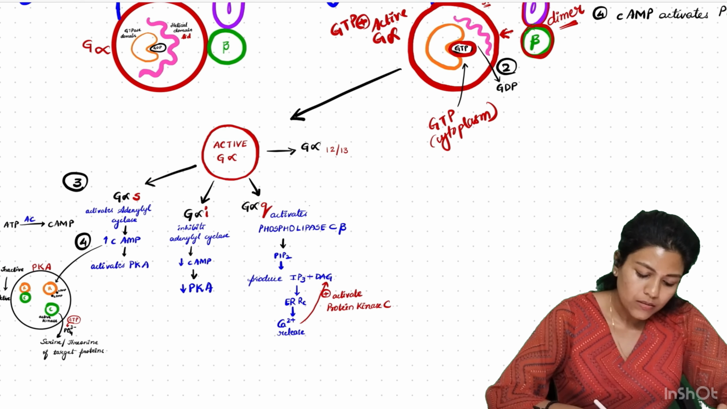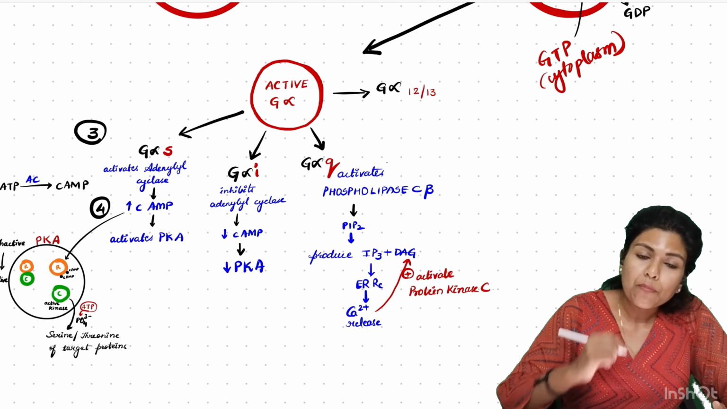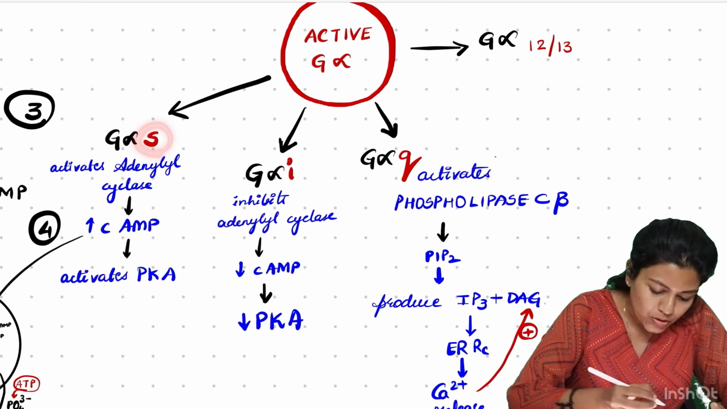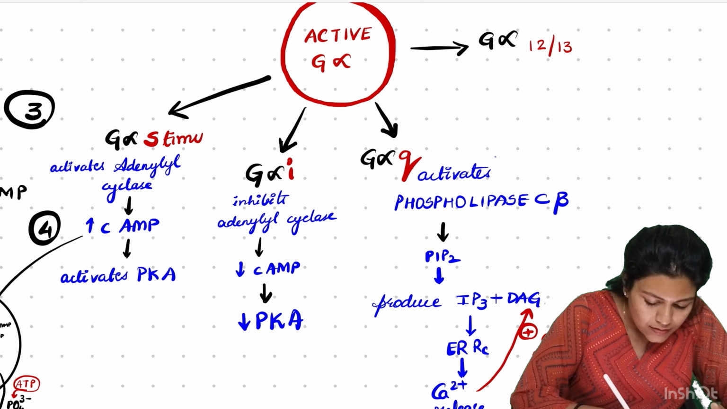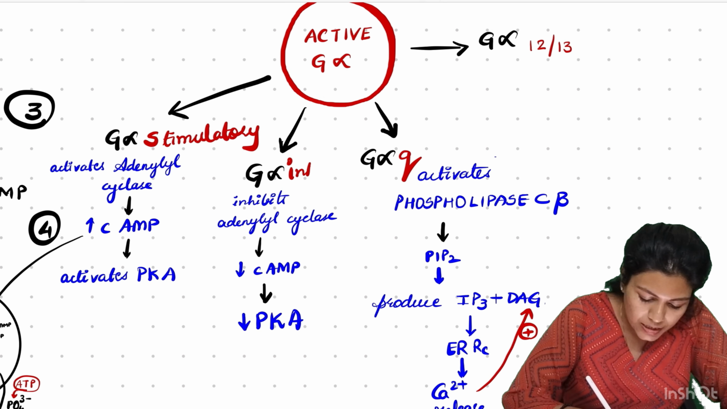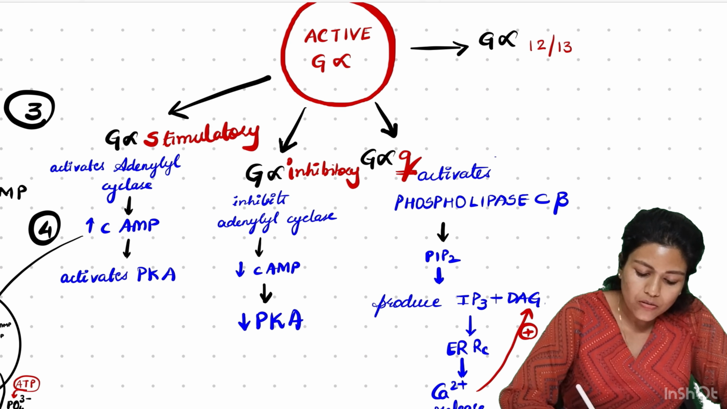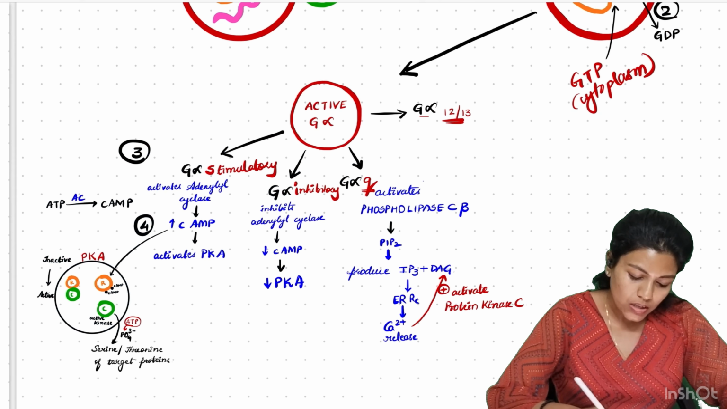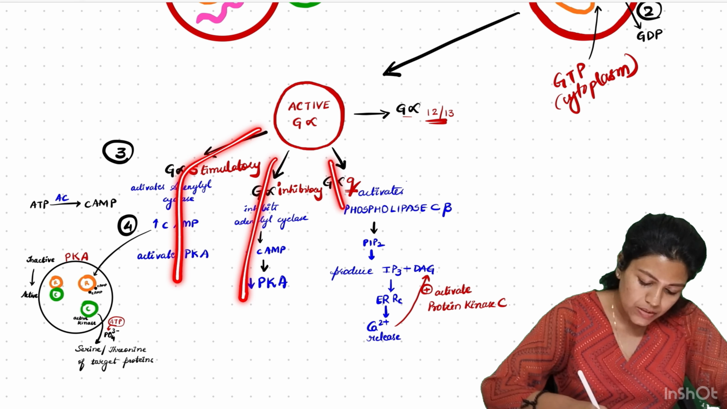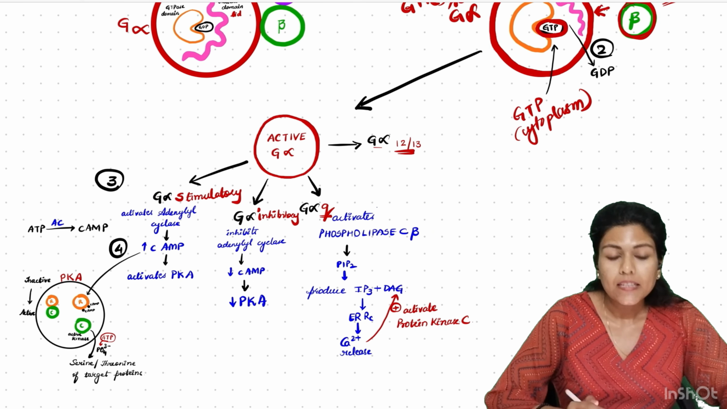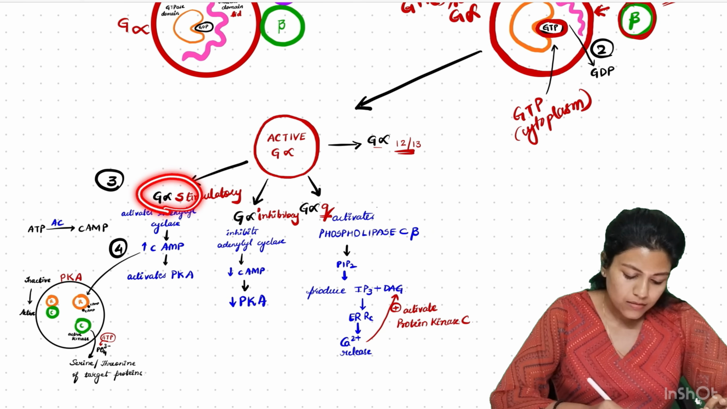So the kind of pathway it will choose depends upon the type of alpha subunit. The alpha subunit can be S, a stimulatory subunit, or G alpha I, where I means inhibitory, an inhibitory subunit, or G alpha Q, or G alpha 12 or 13 subunits. So whatever pathway it has to choose will depend upon the type of G alpha subunit that is activated.